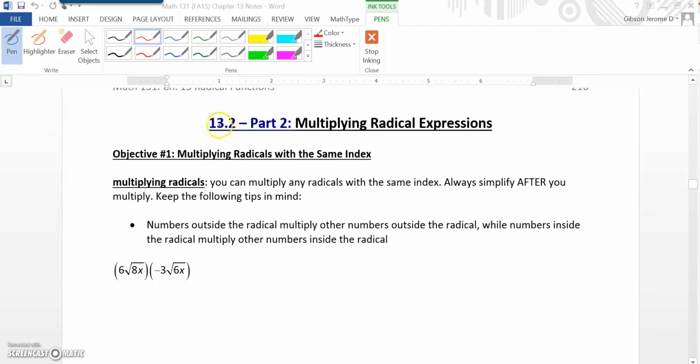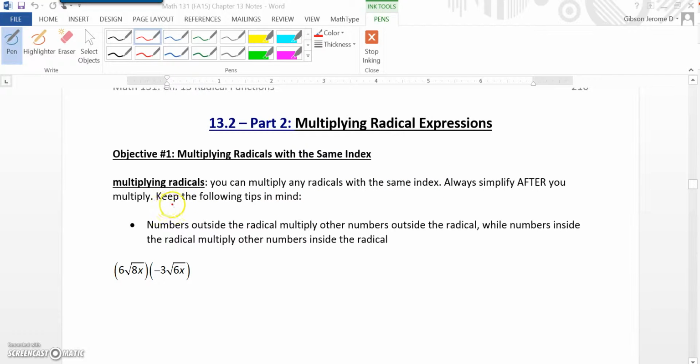Hello class, we're about to start section 13.2 part 2, multiplying radical expressions. Objective 1, multiplying radicals with the same index. Multiplying radicals. You can multiply any radicals with the same index.